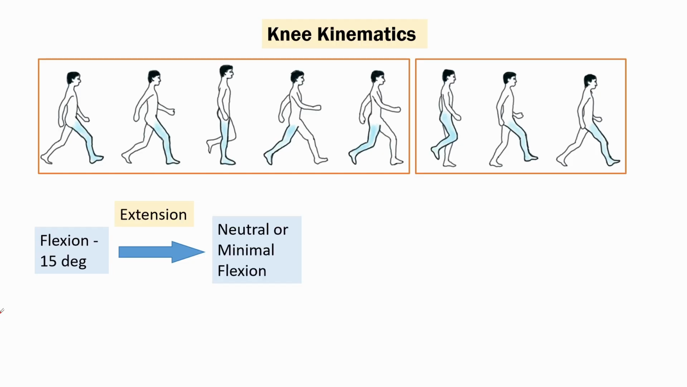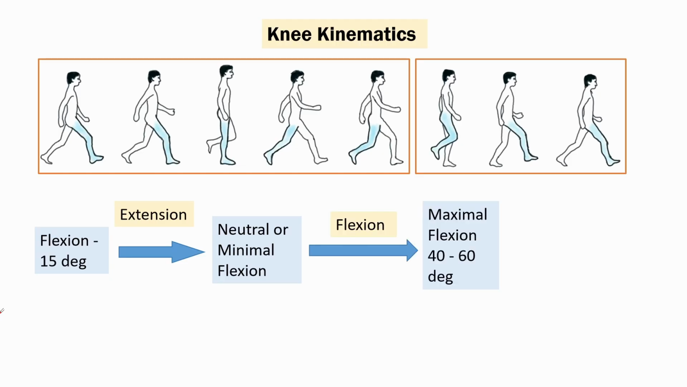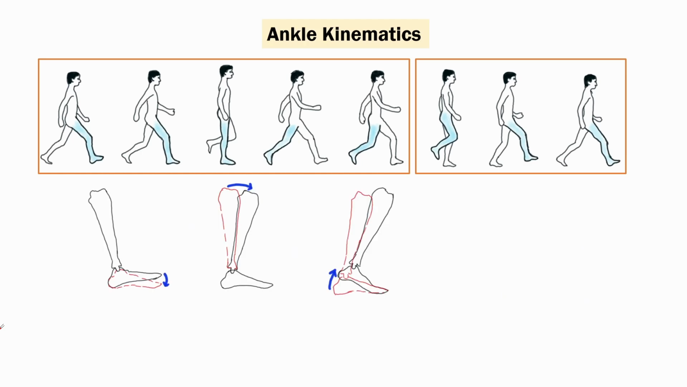It undergoes extension till mid stance phase to neutral or minimal flexion. It again starts to flex till the beginning of the swing phase and is having maximal flexion of 40 to 60 degree in the initial swing phase. Then there is passive extension of the knee, and at heel strike we have again around 15 degree of flexion.